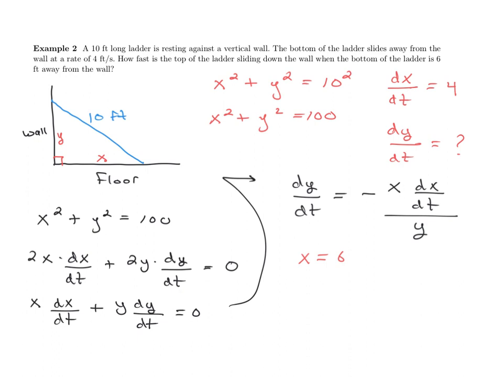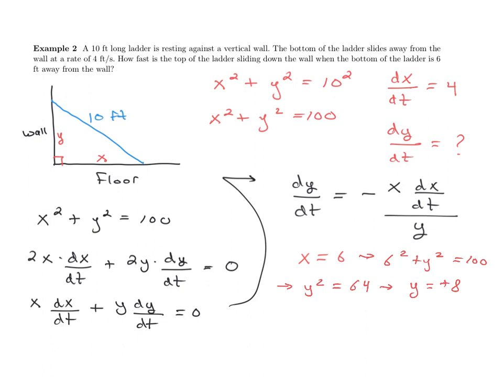I still need to know y, which is this distance here. Well, if you know x, and you know this is 10, and this equation connects x and y, you can actually solve for what y is equal to when x is equal to 6. Let's do that. That's 6 squared plus y squared is equal to 100. That is, y squared is equal to 100 minus 6 squared. Let's see, that's 100 minus 36. That's 64. If you take the square root of both sides, the square root of 64 is, well, it's technically plus or minus 8. I'm only going to take the positive solution because that's the only one that makes sense.